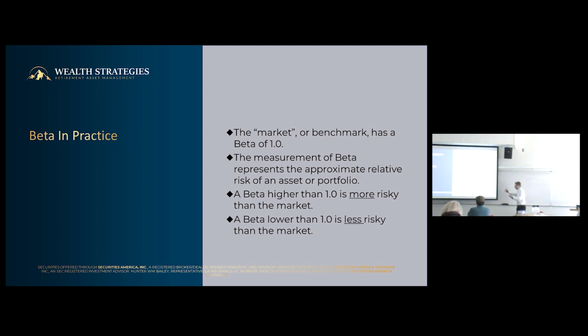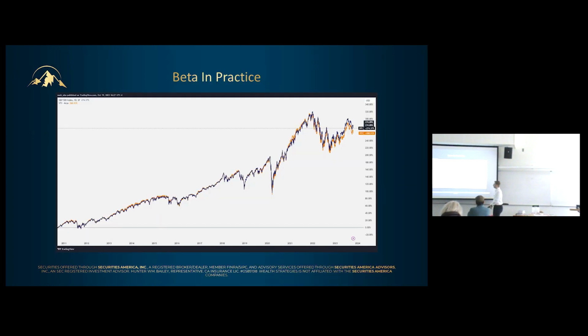Beta of 1.0 or higher than 1.0 is more risky. Beta lower than 1.0 is less risky. It's just my market risk, if that sets.